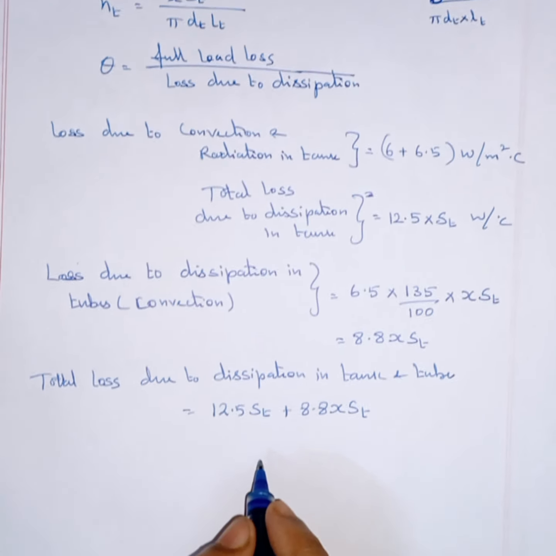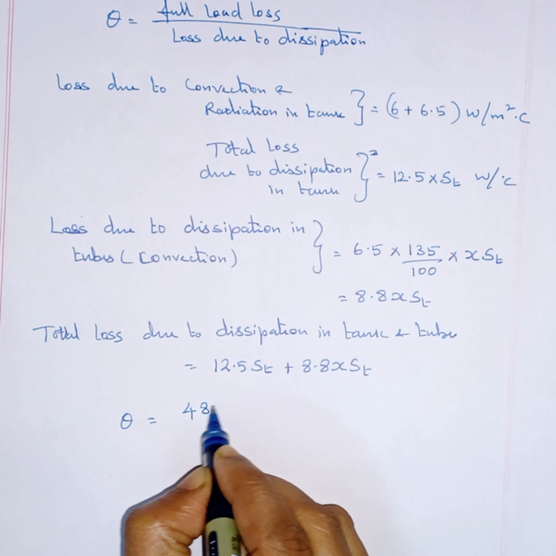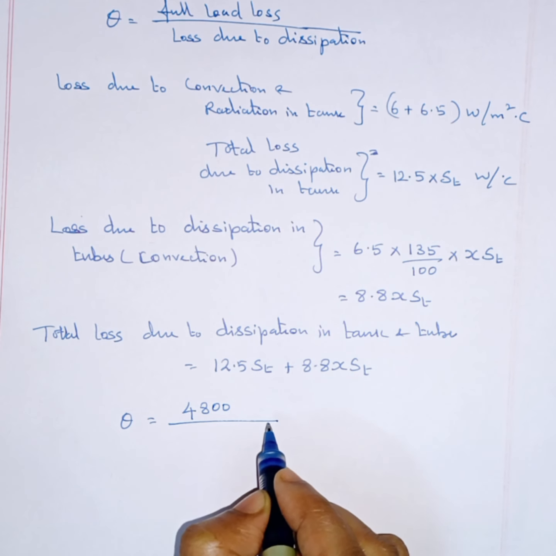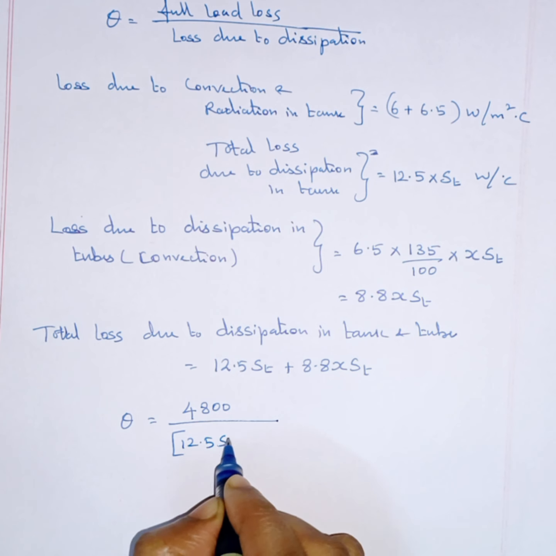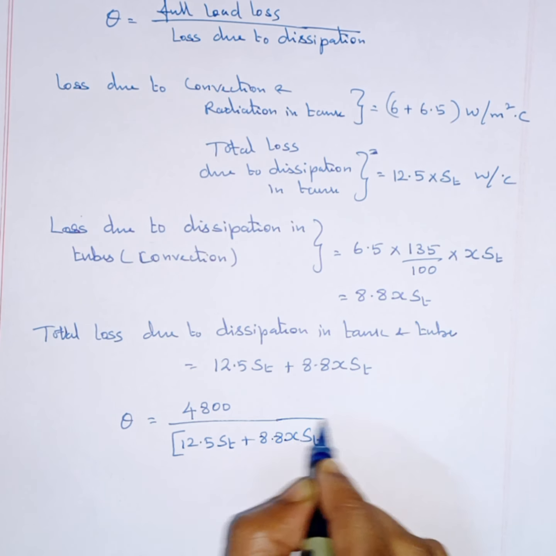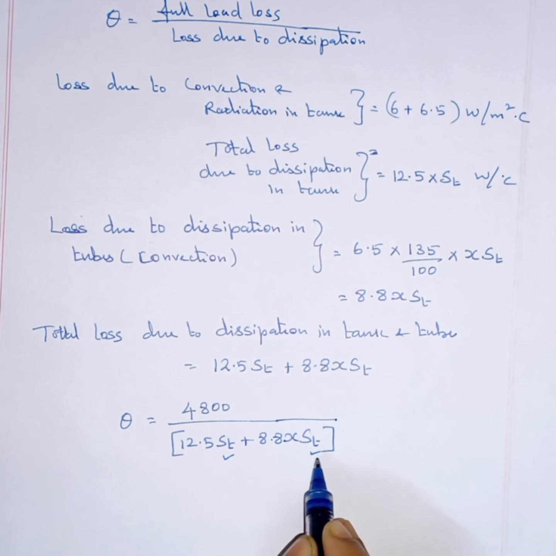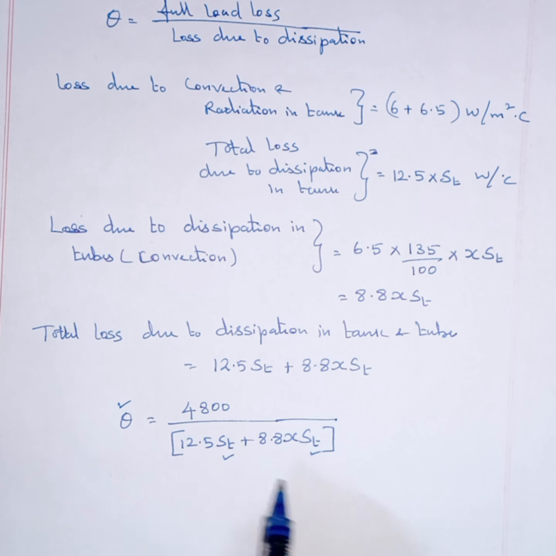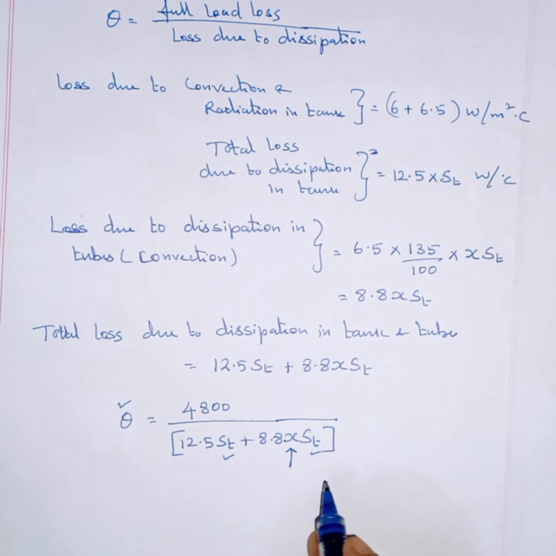We have to substitute in theta. So theta is equal to full load loss, we know 4800, divided by the loss due to dissipation, 12.5 ST in the tank, plus 8.8 XST in the tubes. We know the ST value, theta is also known, all the variables are known, only one unknown is here, X only. We have to find out the X value.